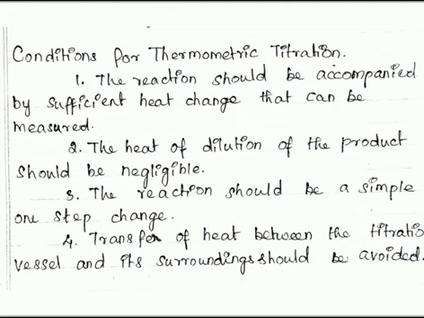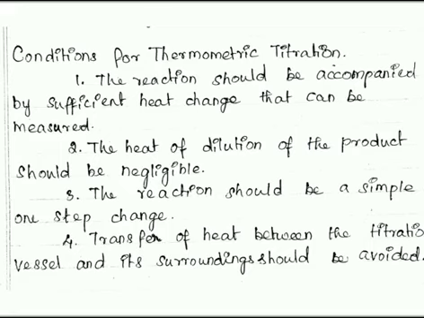If it is not a one step change, like multi step reactions, the complex reactions, it is unable to find. That is, if the reaction is occurring in several steps, it is impossible to determine using thermometric titrations. And the fourth one is transfer of heat between the titration vessel and its surroundings should be avoided. So we could not include the transfer of heat between the system and the surroundings.